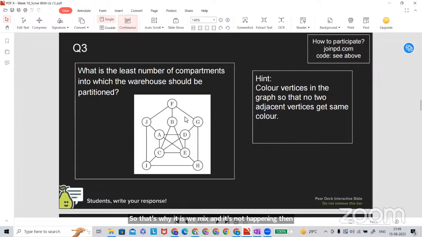So what is the least number of compartments into which the warehouse should be partitioned? Here it means how many colors are needed to color this graph. So please everyone solve this problem. In this problem we just need to find how many colors are needed to color the graph.